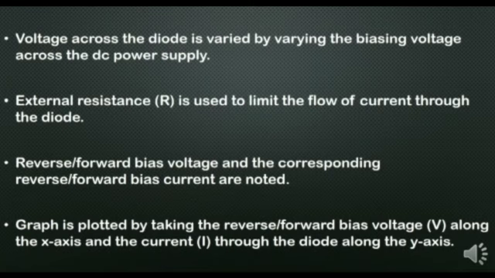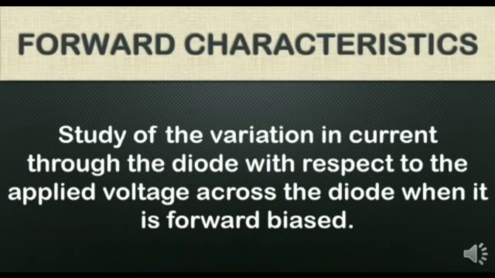And the graph is plotted by taking the voltage along the x-axis and the current through the diode along the y-axis, with the forward voltage along the positive x-axis and the reverse voltage along the negative x-axis. And similarly, the forward current is taken along the positive y-axis and the reverse current is taken along the negative y-axis. Now, let's understand the forward characteristics.